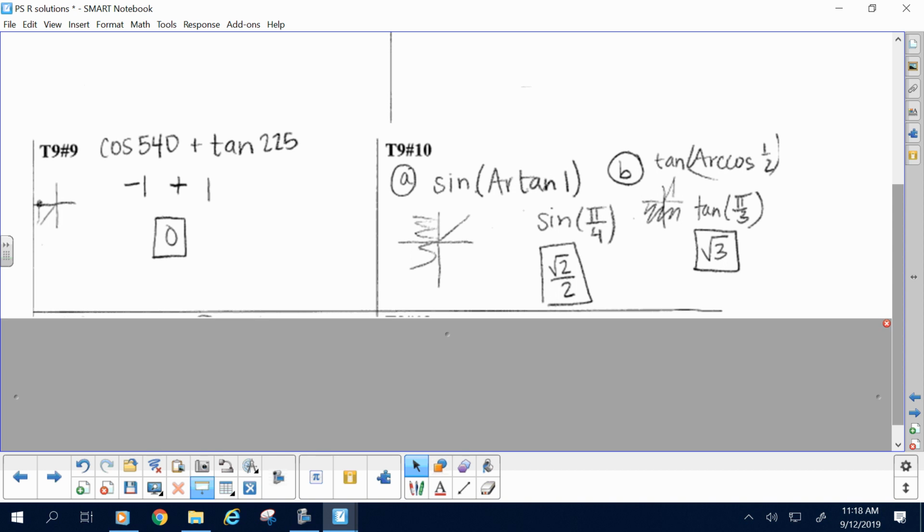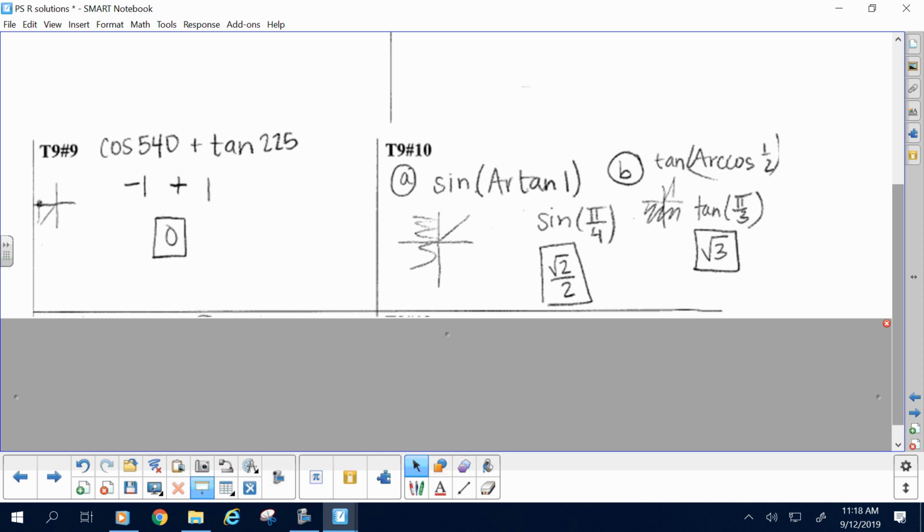Test 9, number 9 is 0. Test 9, number 10, A is root 2 over 2, and B is root 3. I didn't think we had those on here. Did those go okay? How'd those go? Have we done anything like that before?